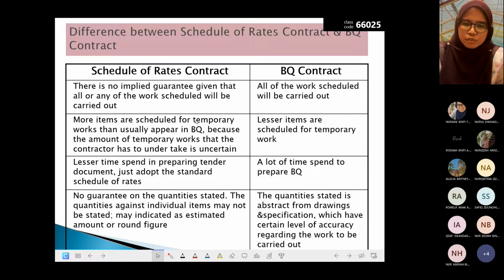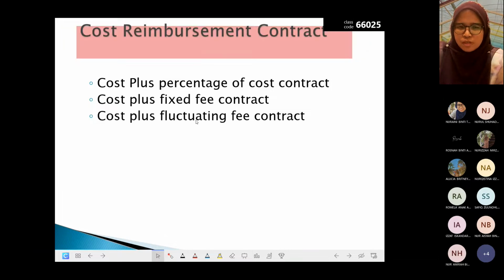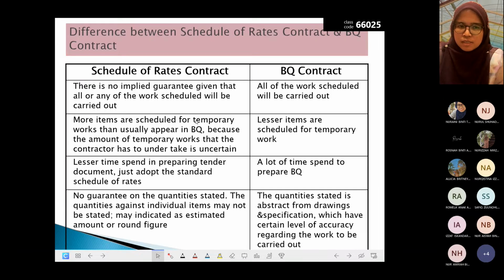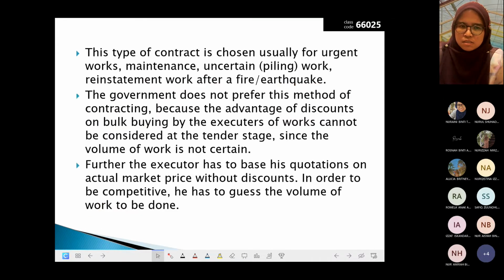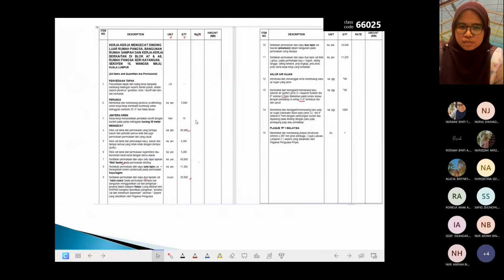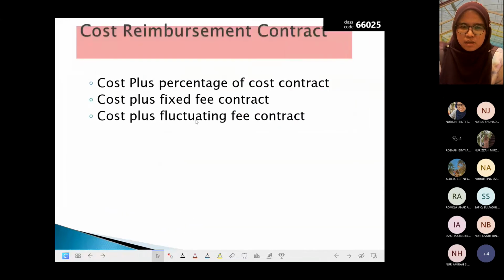Then the different material schedule of rate contract and also BQ. Okay, then you can read. Okay, the previous one was by price contract. Okay, price contract. Okay, and then by cost reimbursement contract. So this is payment to the contractor in terms of cost.